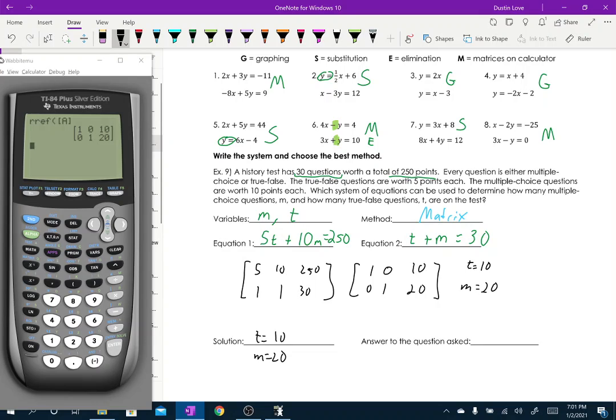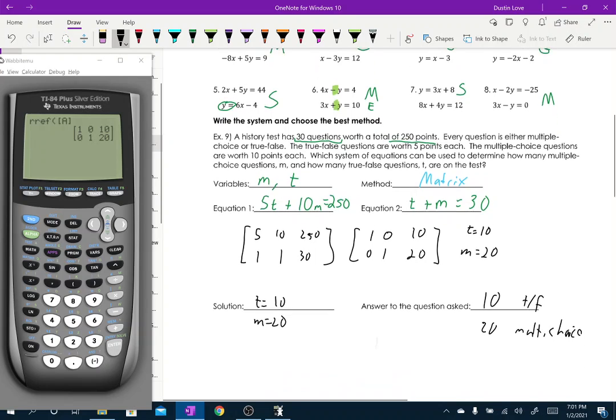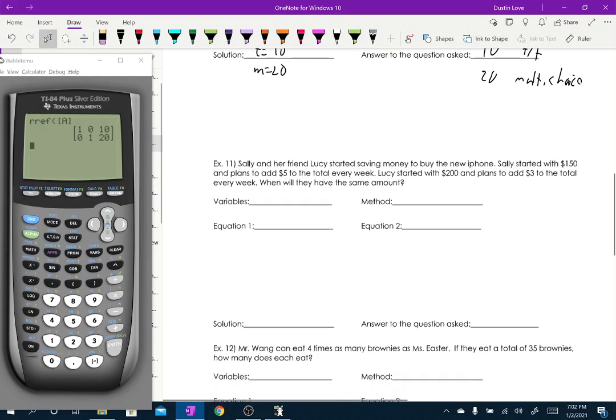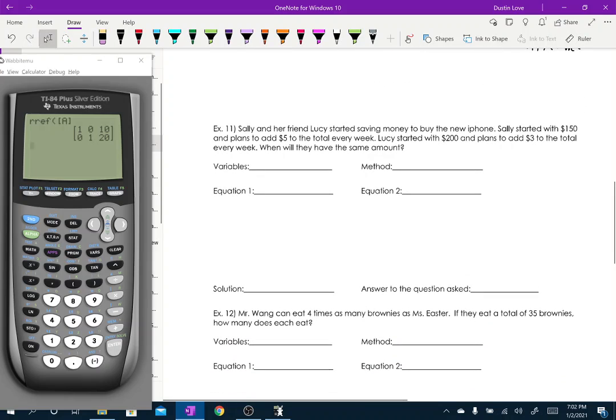That's really important, guys. I can't stress this enough, but make sure you're reading through which system of equations can be used to determine how many multiple choice questions M and how many true, false questions T are on the test. Well, you know what? It's the same thing here. So there are 10 true, false questions and 20 multiple choice. You got to make sure you're reading the question and answering the question that's being asked of you, not the one you're thinking in your head.